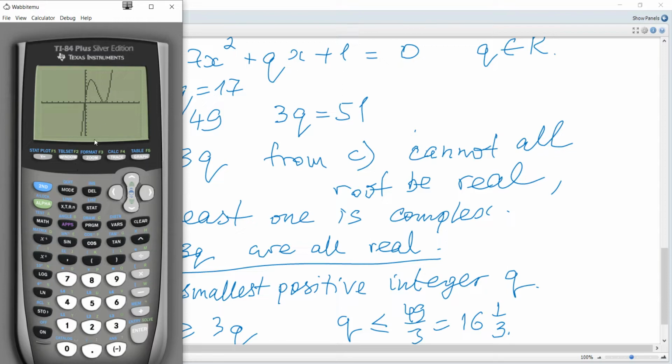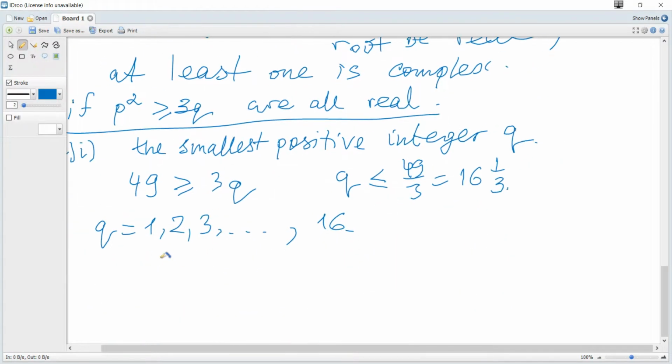And it's the least possible value. We can change the limits for x and y to see it more clearly, that the curve doesn't touch the x-axis, and it's clear that it doesn't touch the x-axis, so there is only one real root. So the least possible value of q is 12.